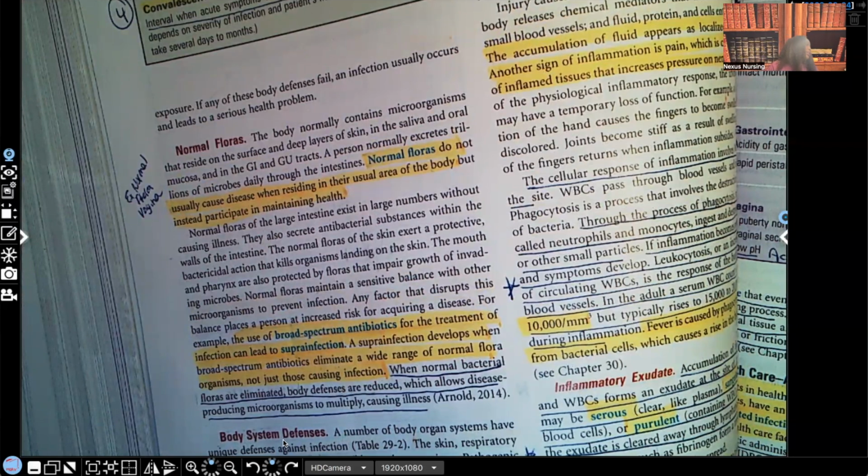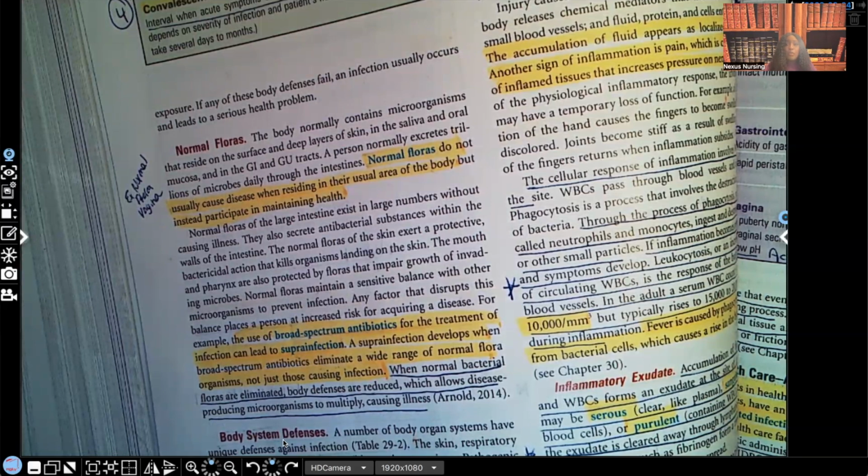What did I write here on the side? I wrote example normal flora of the vagina. So the vagina has normal flora. Normal flora are the microorganisms that are found in the body, but they're good microorganisms. They keep other pathogens in check. So you have normal flora of the vagina, which is good.